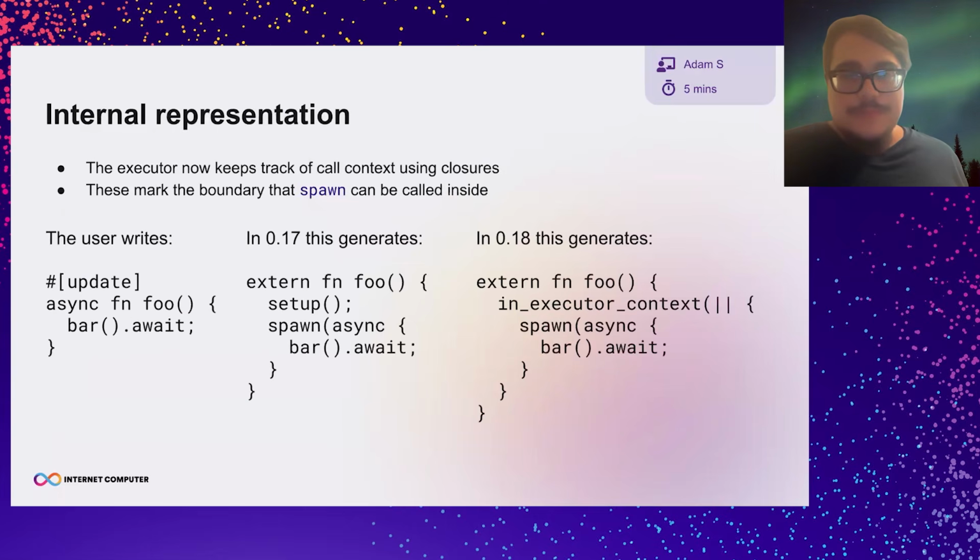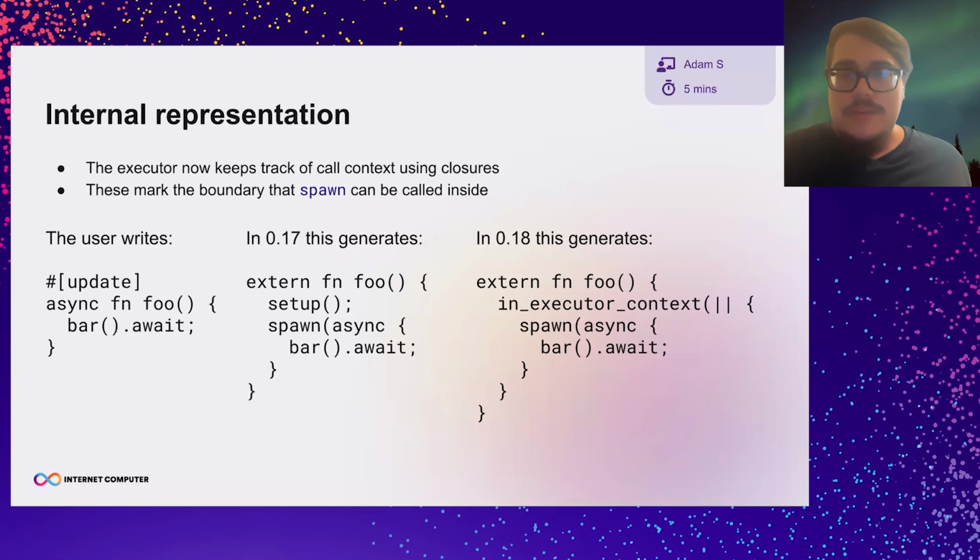Next slide, please. It's worth looking a little bit at what the abstracted part turns into. In both versions, the update macro creates a regular function which sets up the Executor, then calls spawn. In 017, the only thing that needed to be set up was the panic hook, so panics gave you nice messages in your traps. Otherwise, you could just spawn a future. But in 018, this has changed a bit.